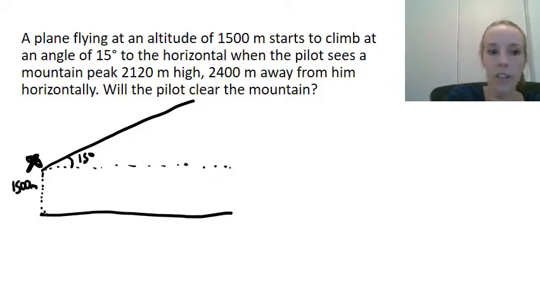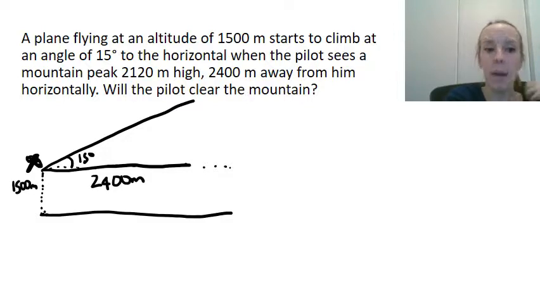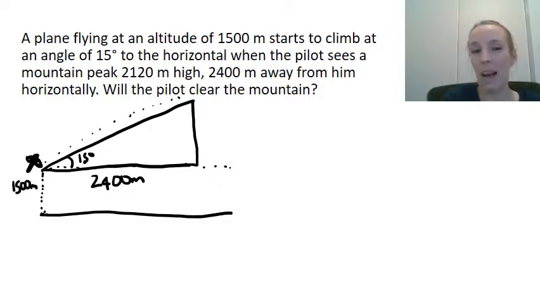Okay, so that's a lot of information. So it's saying 2,400 meters away from him, he sees a mountain peak which is 2,120 meters high. So that's how high the mountain is. Okay, so will the pilot clear the mountain? So if he continues to fly at this 15-degree angle from 2,400 meters away from the mountain, will he clear it?